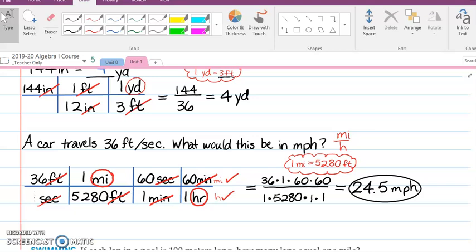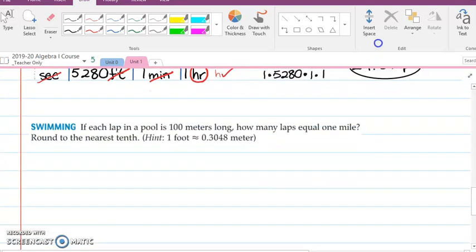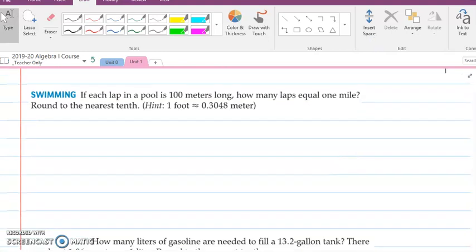Let's try just a few more examples to practice when we have to use multiple conversion factors. If each lap in a pool is 100 meters long, how many laps equal 1 mile? Round to the nearest tenth. They also give us a hint that 1 foot is approximately 0.3048 meters.